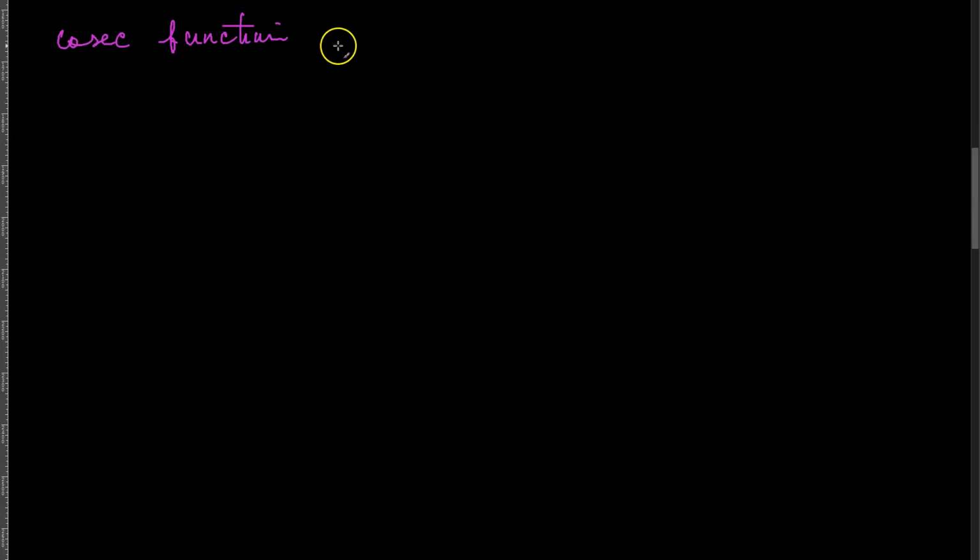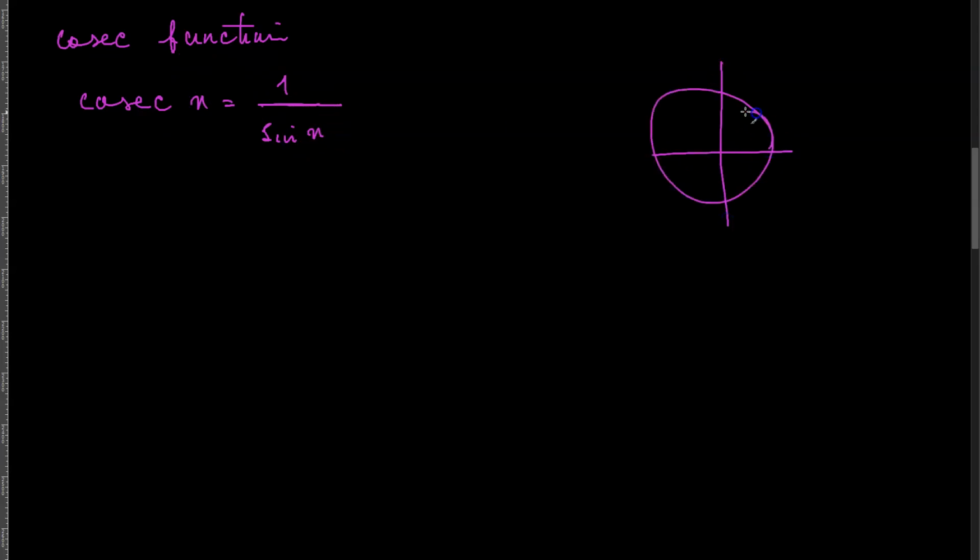So the cosecant function is defined as the reciprocal of the sine function. So 1 divided by sine x is cosecant x, which means that whenever sine of x is equal to 0, essentially at this angle and this angle, meaning at 0, pi, and 2 pi, the denominator becomes 0, and of course the cosecant of x would not be defined.